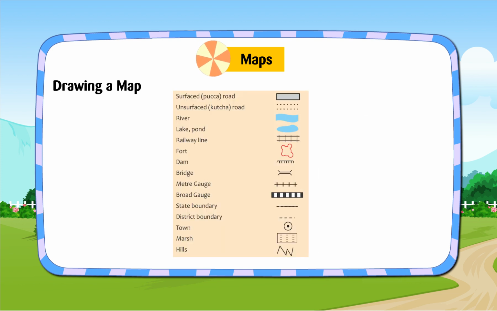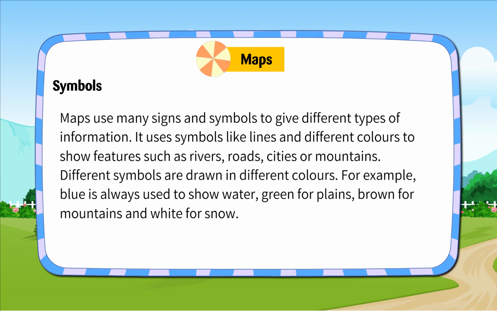Surfaced, Pakka road. Unsurfaced, Kacha road. River, lake, pond. Railway line. Fort. Dam. Bridge. Meter gauge. Broad gauge. State boundary. District boundary. Town. Marsh. Hills. Symbols. Maps use many signs and symbols to give different types of information.